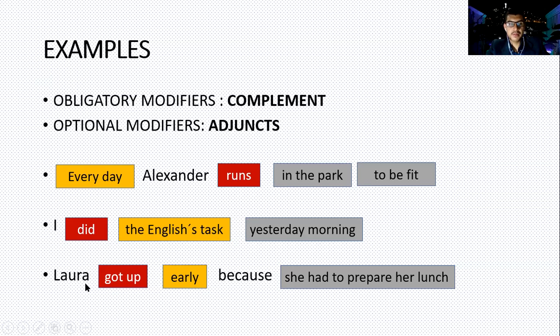Okay. In example number 3, Laura got up early because she had to prepare her lunch. Adjuncts are optional, but they complete the context of the sentence much better. But if we use only the complement, Laura got up early, the structure of the sentence is clear.